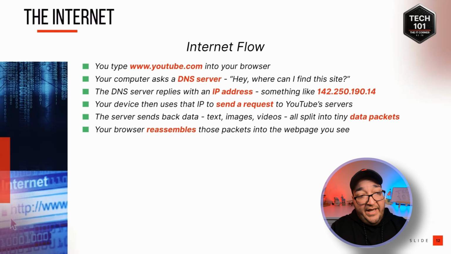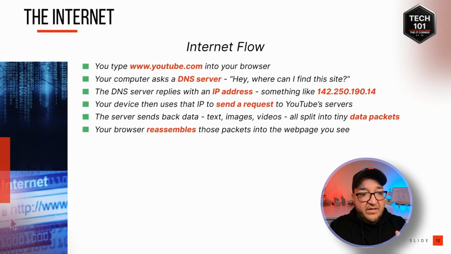Okay, here we go. Internet flow. You are right here. You type www.youtube.com into your browser. Your computer asks the DNS server, hey, where can I find this site? The DNS server replies with an IP address, something like this. Then your device uses that IP to send the request to the YouTube server. The server sends back the data, text, images, videos, everything. Everything is split into tiny data packets, and the browser reassembles everything into the web page that you are actually seeing. So this is the basic internet flow.